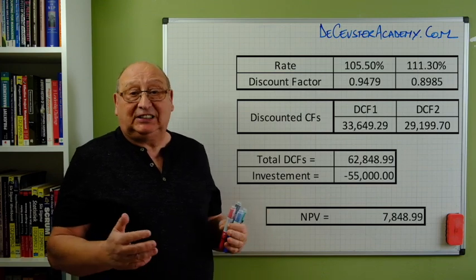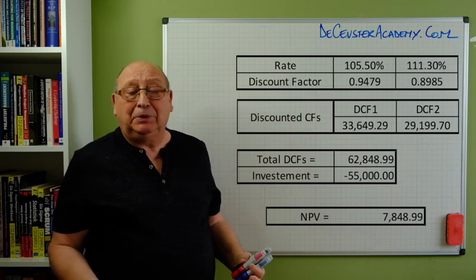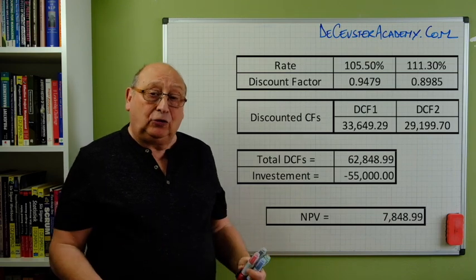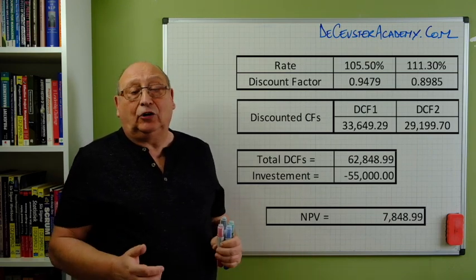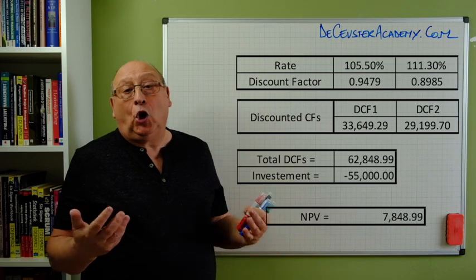That was it for this second exercise. It's a little bit more complex, but you see how the calculation of the net present value works.